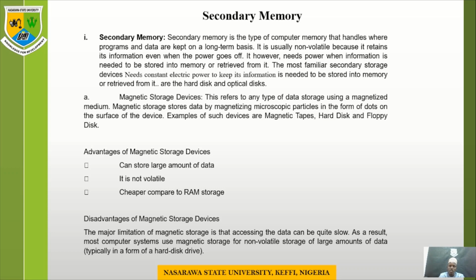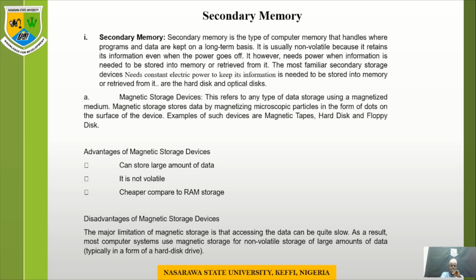The most familiar secondary storage devices need constant electric power to keep information stored in the memory or retrieved from it. So the most familiar secondary storage are the what? The hard disk and the what? Optical disk. Hard disk and optical disk. These are the two most familiar secondary storage.